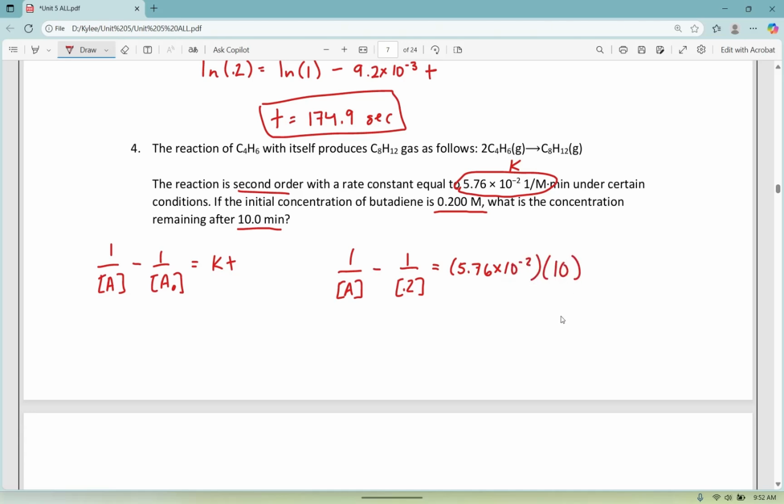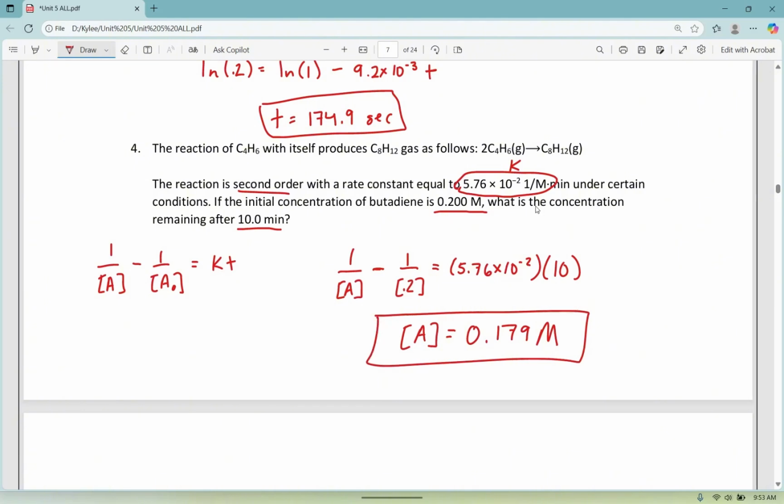is 10 minutes. So again, using math and simplifying, trying to isolate A in the bottom. I'm not going to step through every piece of algebra there, but you should get, if you want to practice that, the concentration of A is going to be 0.179. And that is a molarity because that is what we were looking at, molarity per minute. And so that should be my final answer.